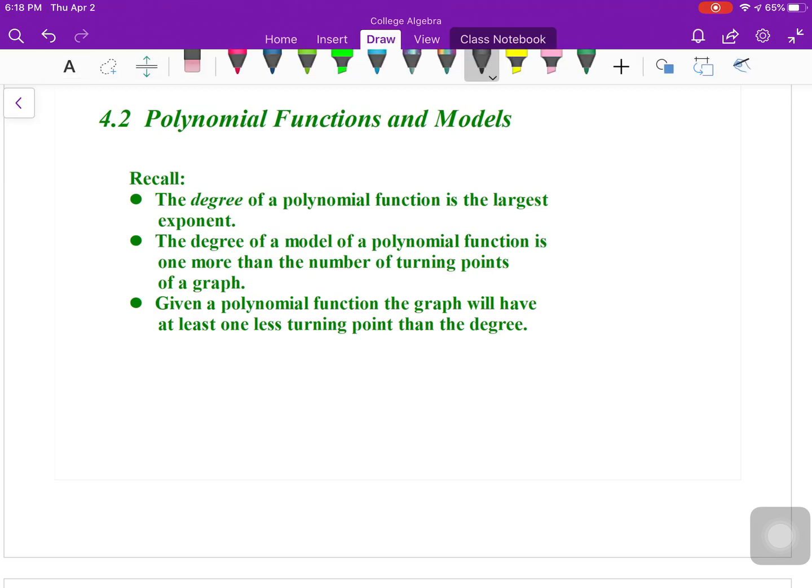So just another recap. Remember that the degree is the largest exponent used. The degree also is one more than the number of turning points on a graph, which we just illustrated. And a polynomial function's graph will have at least one less turning point than the degree.